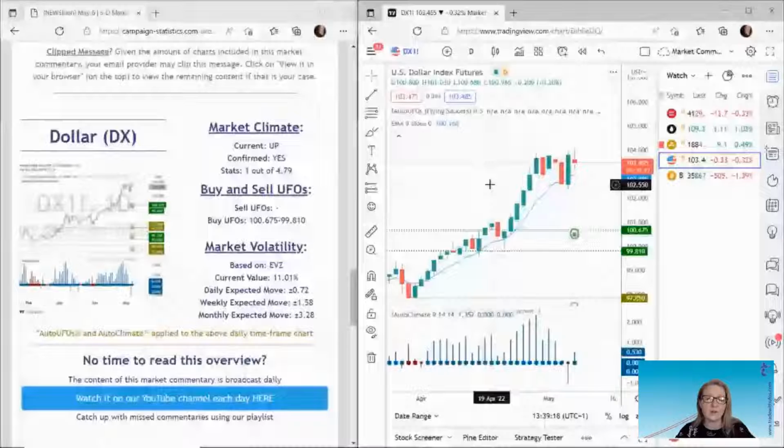So that's each of our markets looking at each of the three main elements of 3D market commentary. We've looked at market climate, using AutoClimate to figure out where that market is likely to move: up, down, or nowhere. We've looked at buy and sell UFOs, finding buyers that could push price up and sellers that could push price down, and where they are on a chart. And we've looked at volatility, how quickly we expect the markets to move.